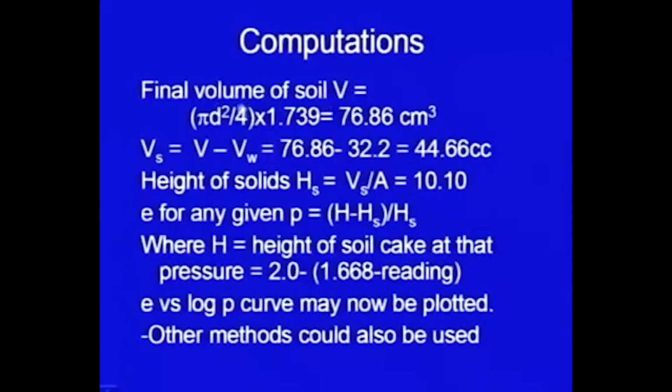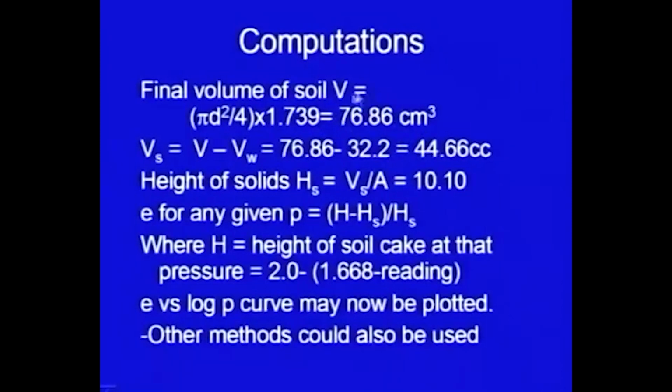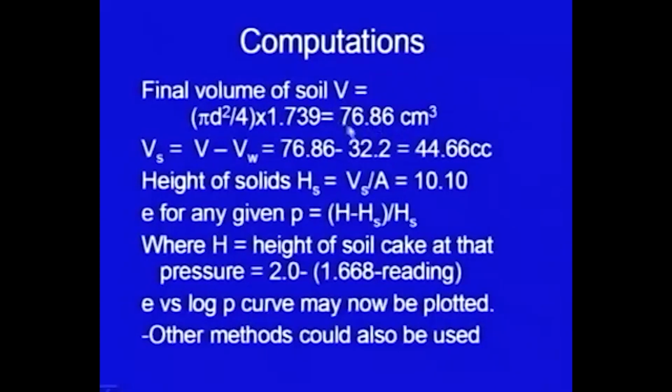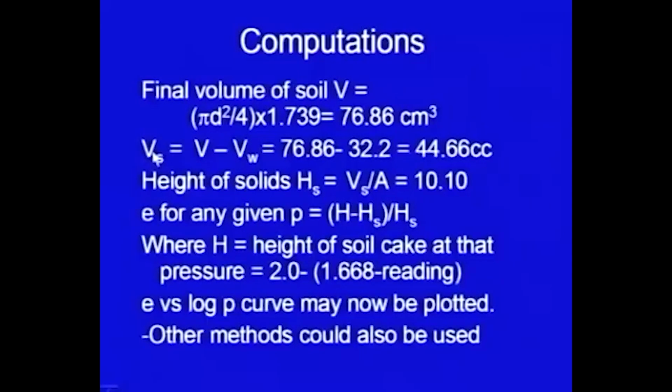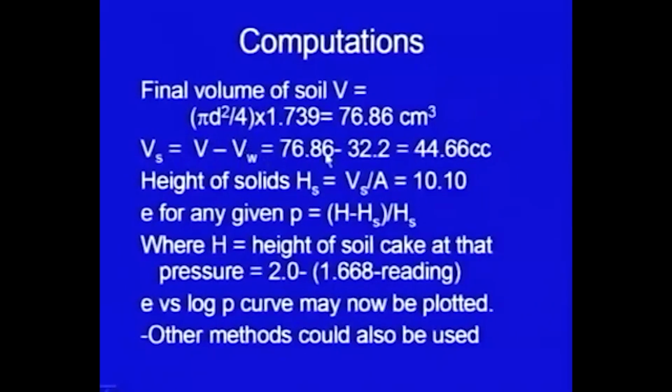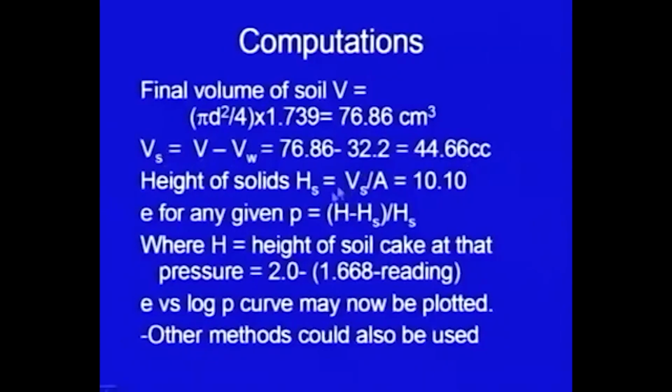Now, you can find out the final volume of soil. This is the area of the ring into height, and that gives you final volume of soil 76.86. Final volume of total soil mass is available. We had already calculated the volume of water. So, you can now find out the volume of solids. That will be the volume of the soil mass minus the volume of water, 76.86 minus 32.2, which is 44.66. This is the volume of solids.